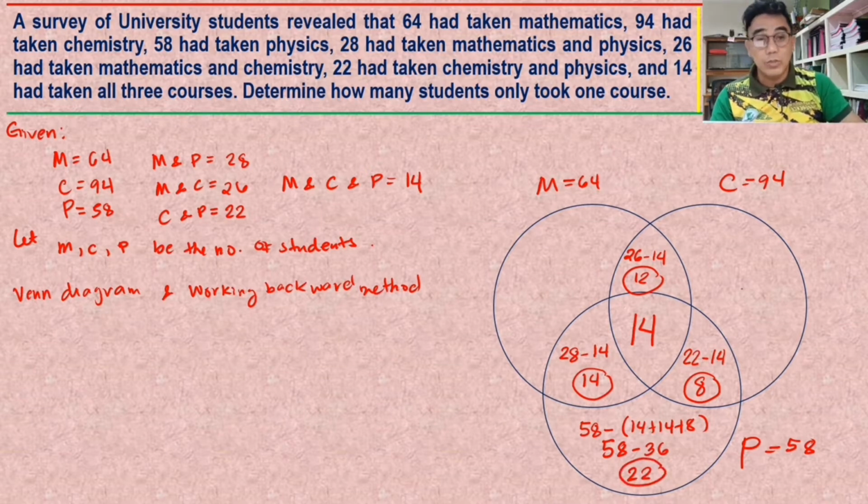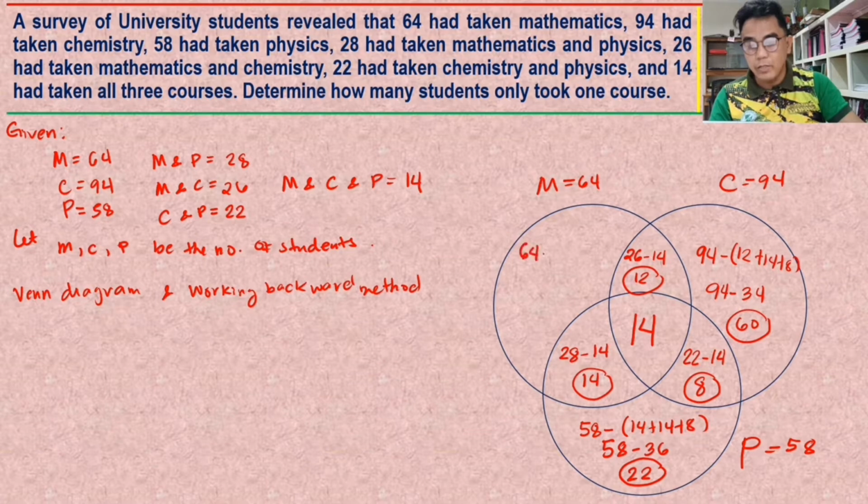Next, we're going to determine the number of students who took only chemistry. So by putting 94 here, subtract the sum of the three numbers, 12 plus 14 plus 8, and that is 94 minus 34. Then the difference is 60. Finally, we're going to drop 64 here, then subtract the sum of 12, 14, and another 14. And that is 64 minus 40, then we have 24 students.